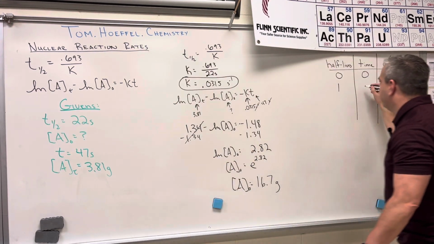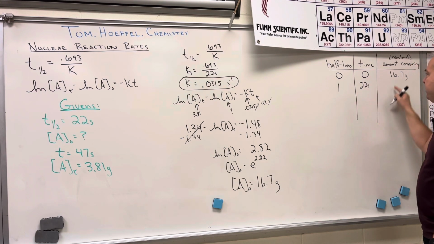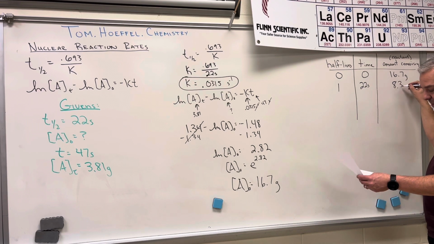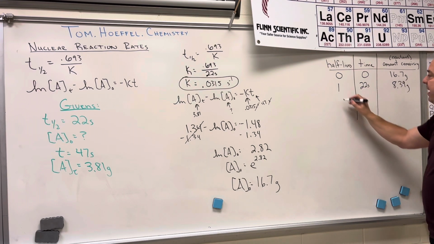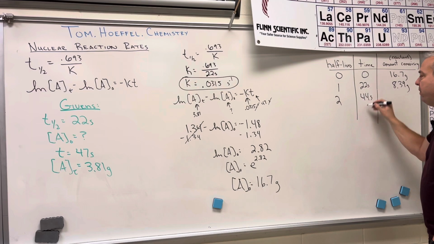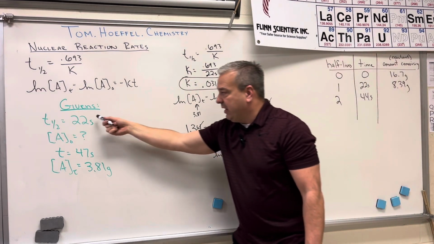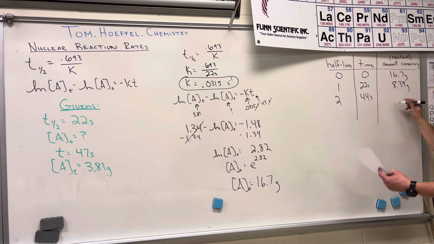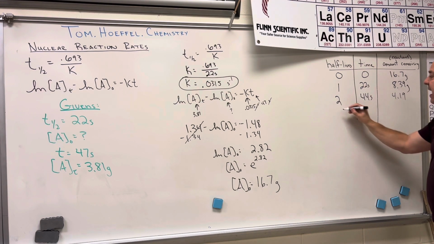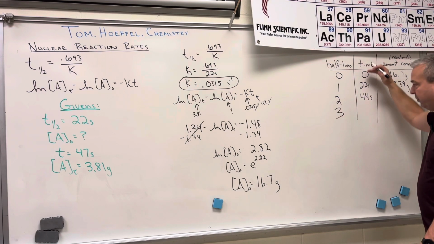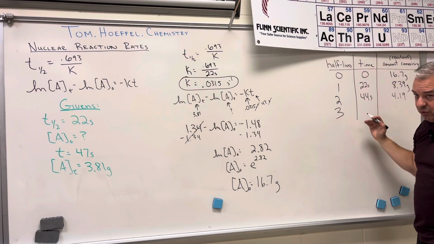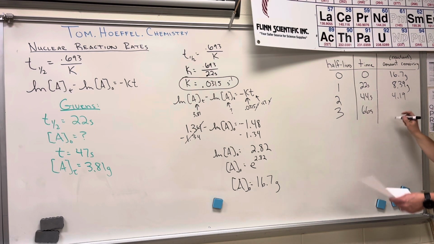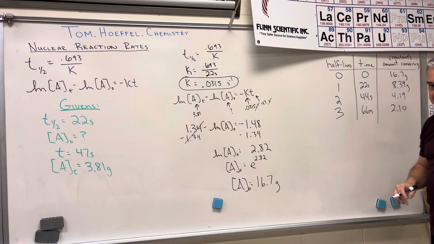After the first half-life, how much time went by? Well, each half-life is 22 seconds. So after 22 seconds, this is going to be cut in half. I already did it, I have it on my paper. It's 8.39 grams. After the second half-life, 44 seconds have gone by, because 2 times 22 seconds is 44 seconds, and this is going to get cut in half again, which is 4.19. After 3 half-lives, each half-life is worth 22 seconds, so we're at 66 seconds. And if I cut 4.19 in half again, it's around 2.10.